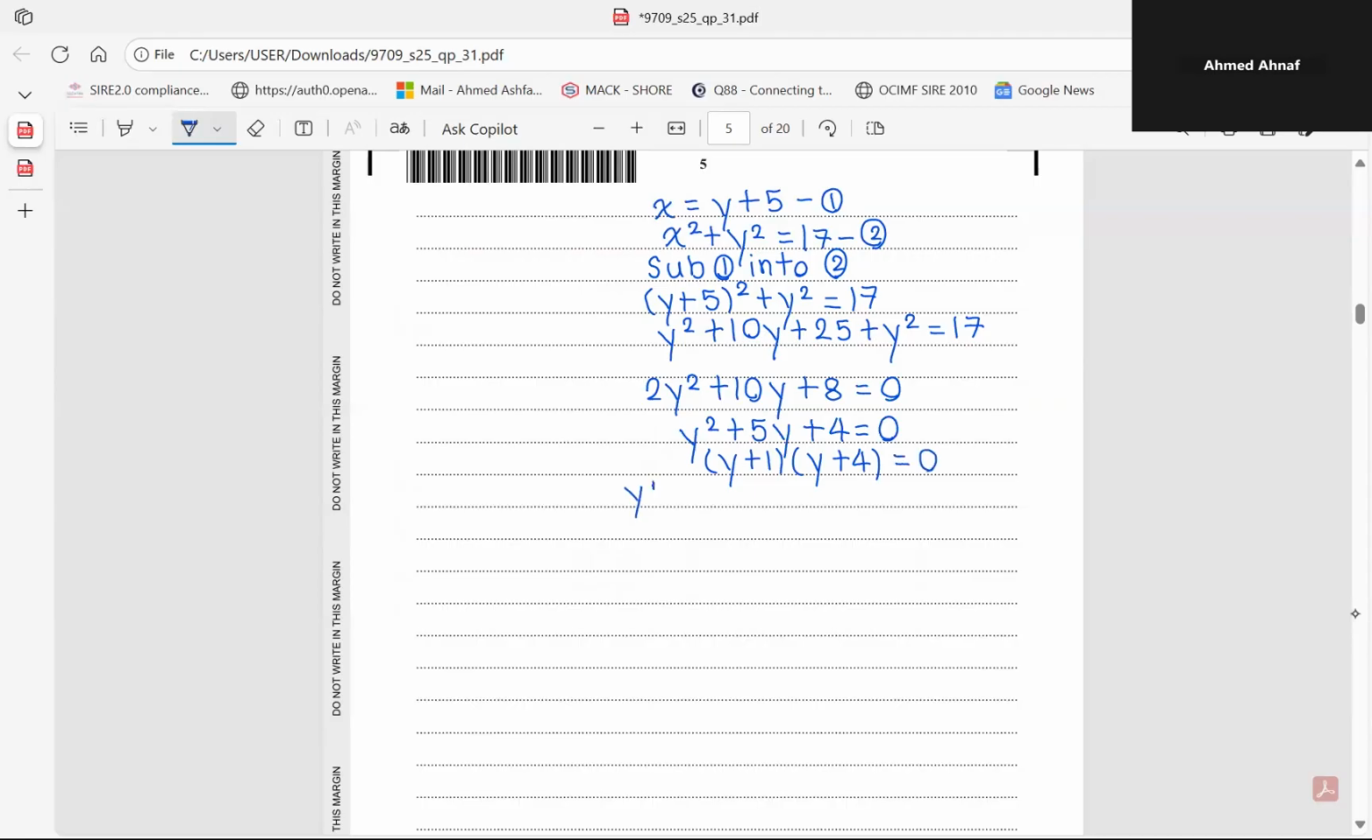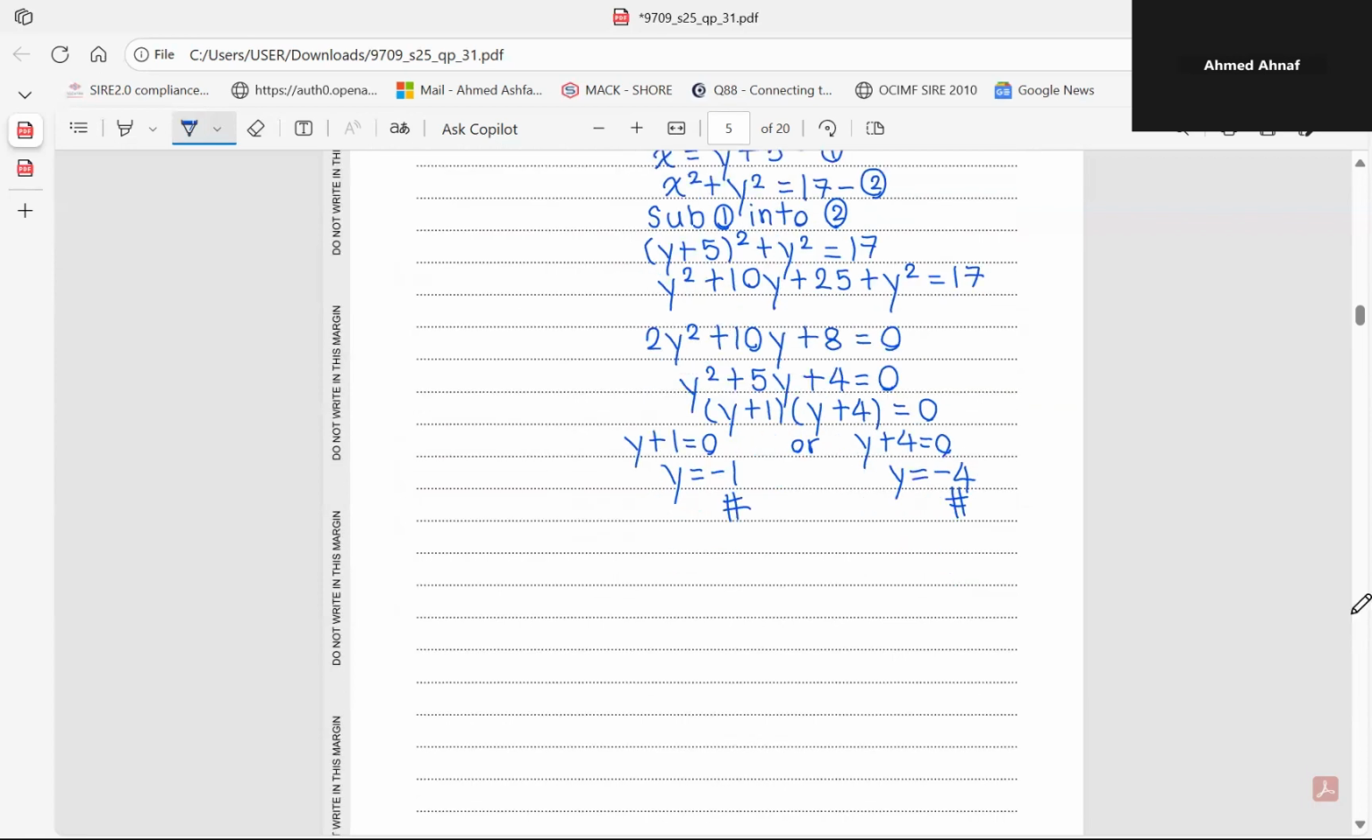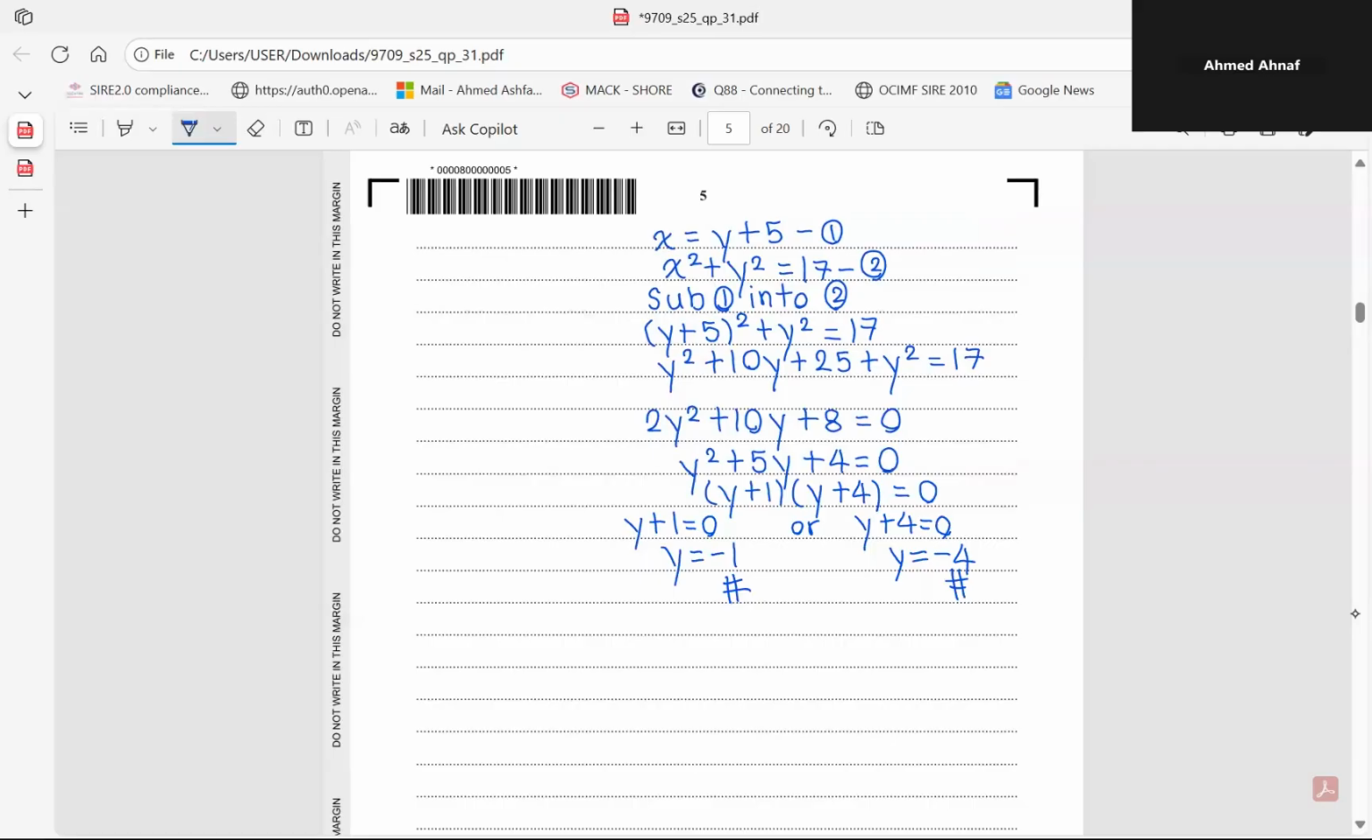Now let's equate both of these factors to 0. So for the first one, we get y equals -1. And for the second one, we get y equals -4. These are our two answers. Now let's substitute them into the first equation. So we have x equals -1 plus 5. So that's just 5 minus 1, which equals 4. Then for the second one, we have x equals -4 plus 5. So 5 minus 4 equals 1.